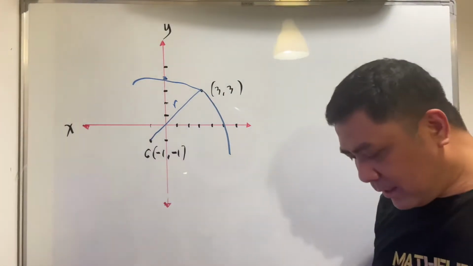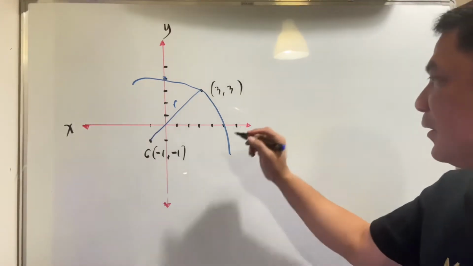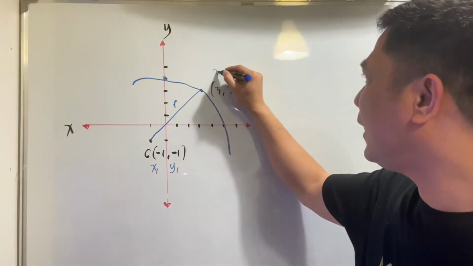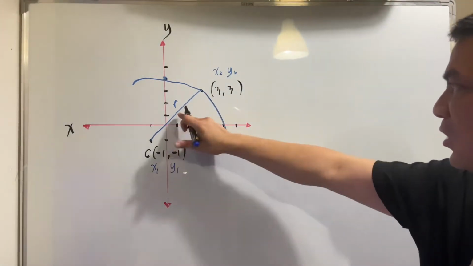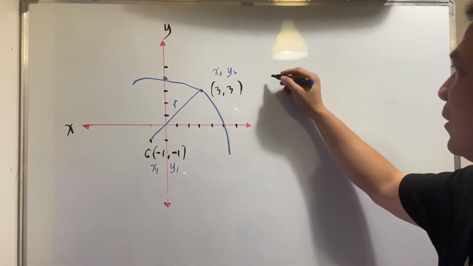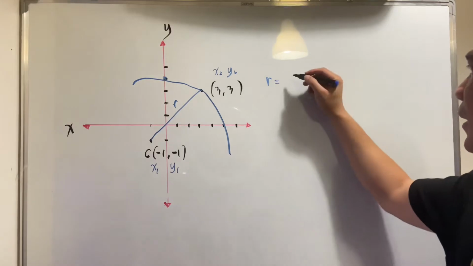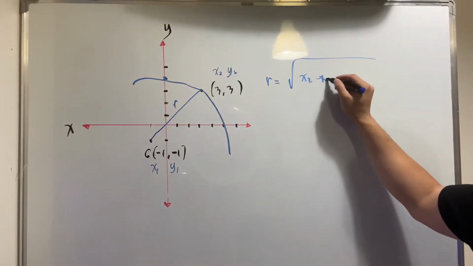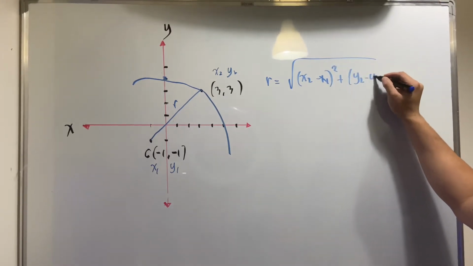Again, applying our distance formula, we can turn these into x1, y1, and x2, y2. So the distance, or the radius, can now be calculated as the square root of x2 minus x1 squared plus y2 minus y1 squared.